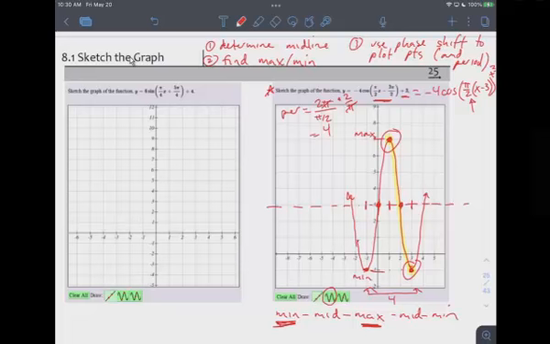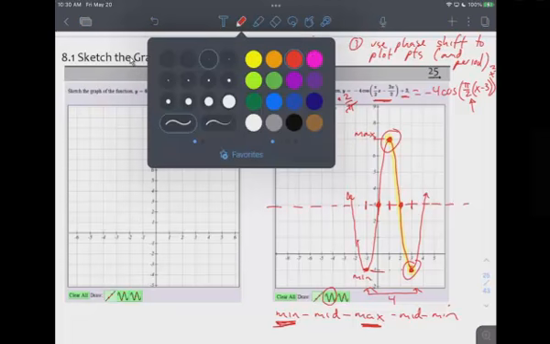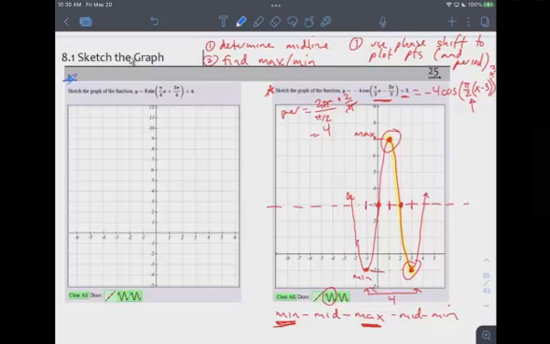All right, so I want you to try the problem on the left using the same idea but with the sine functions. And can you sketch that?